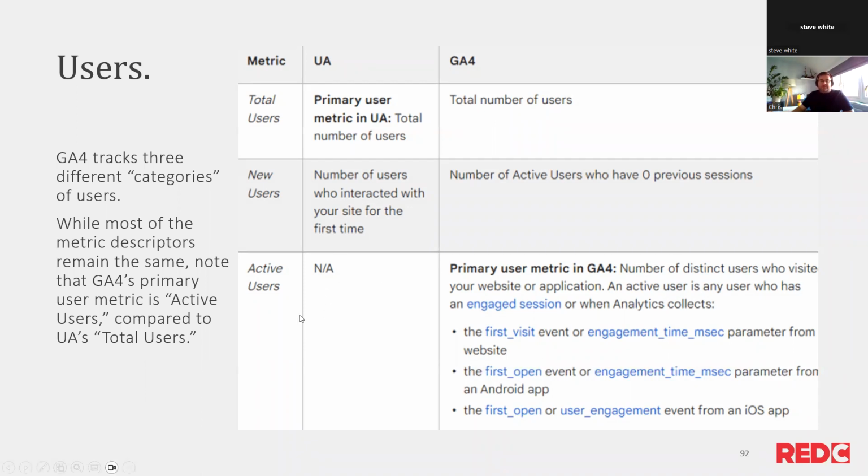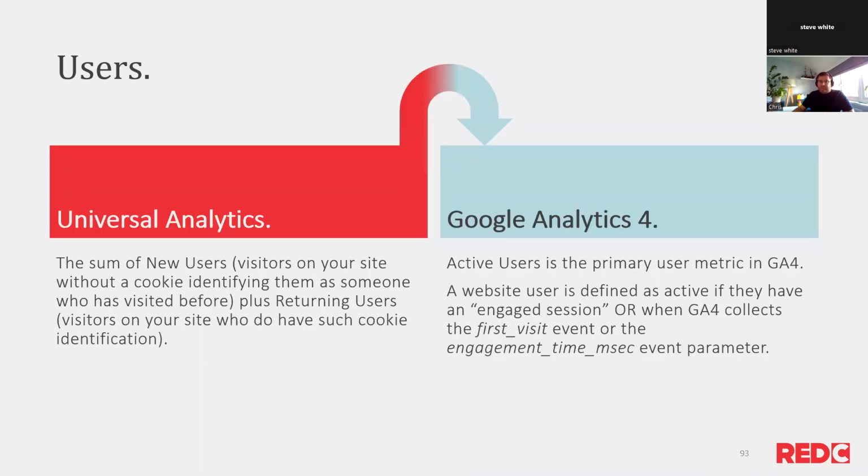I would lean more towards pushing the business to report on active users. I'm not saying you wouldn't report on new or total, but knowing who's active and how many are active is quite a positive business metric. And that's just a summary there of active users being the new primary dimension instead of total.